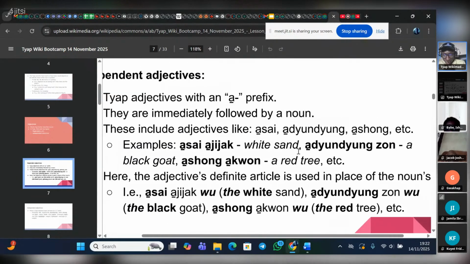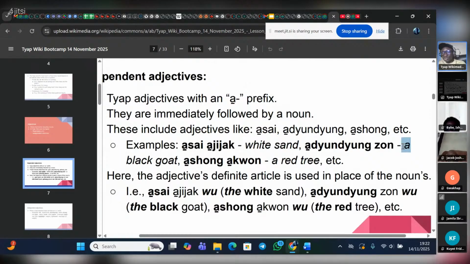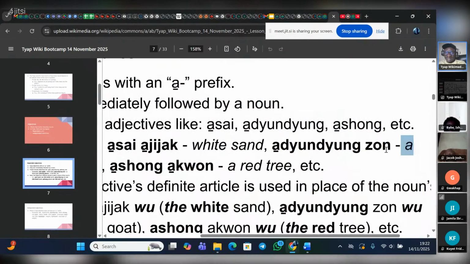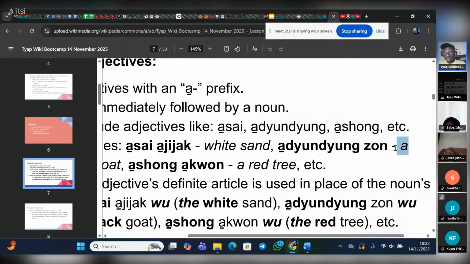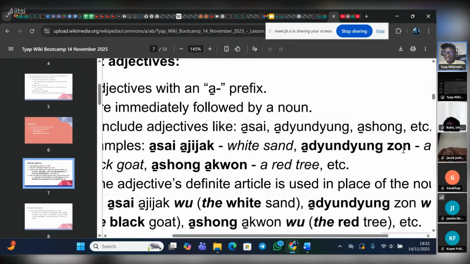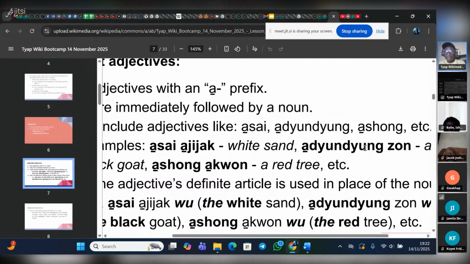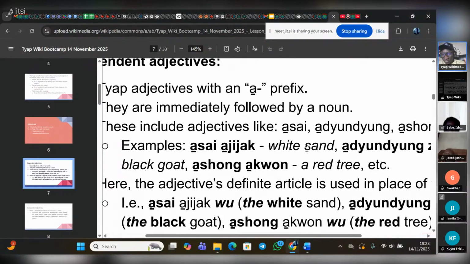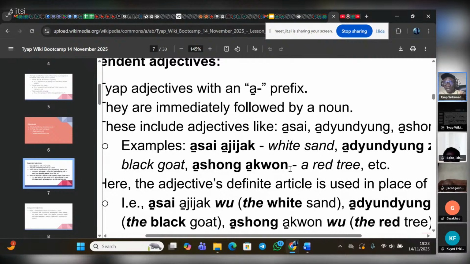But mind you, you can see the indefinite article a is not added anywhere in here because we don't really have indefinite articles in here. So Odinjung is black, and then Jung is goat. So that is black goat. And then also we have Oshong Okon. Oshong Okon is a red tree, and then we have other ones and so on and so forth.